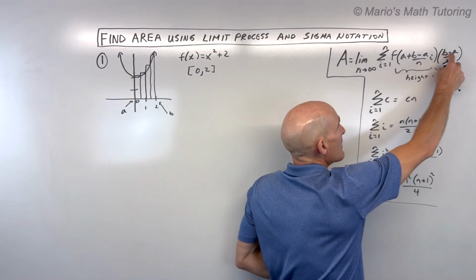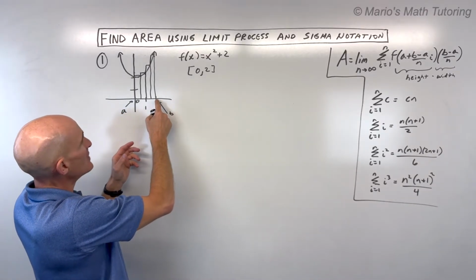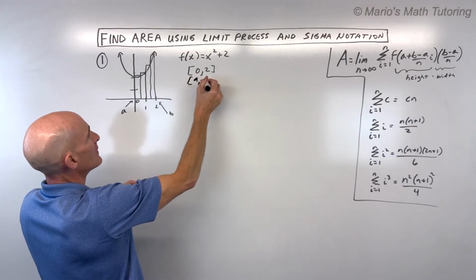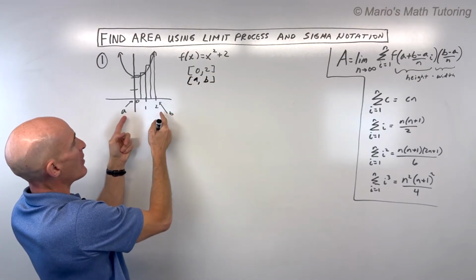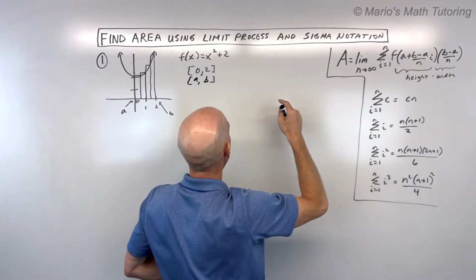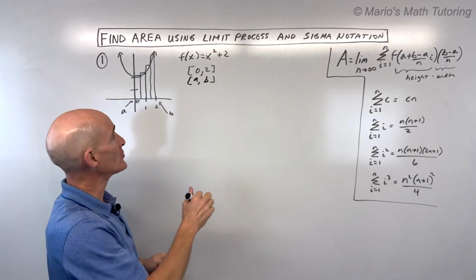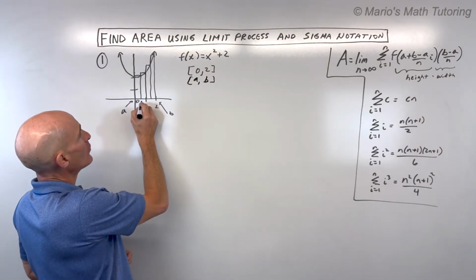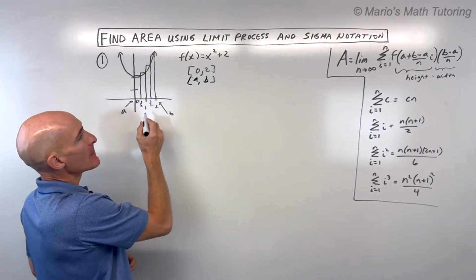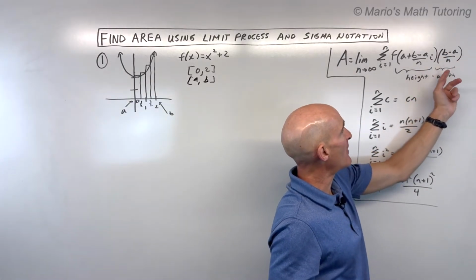We take b minus a divided by n to get the width. Let's understand that. The b is this right end, and a is the left end. So this is left bound, right bound. If I take 2 minus 0, that gives me 2, divided by n, where n represents the number of rectangles. So if I have 4 rectangles, 2 divided by 4 would be a half. So they're a half wide, and that's the width. That's what this represents right here, b minus a over n.